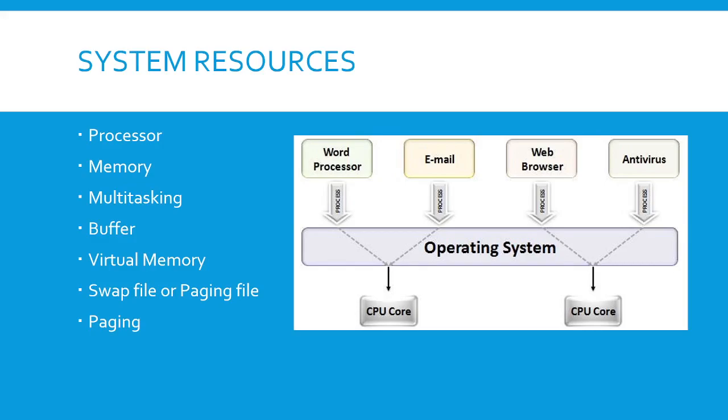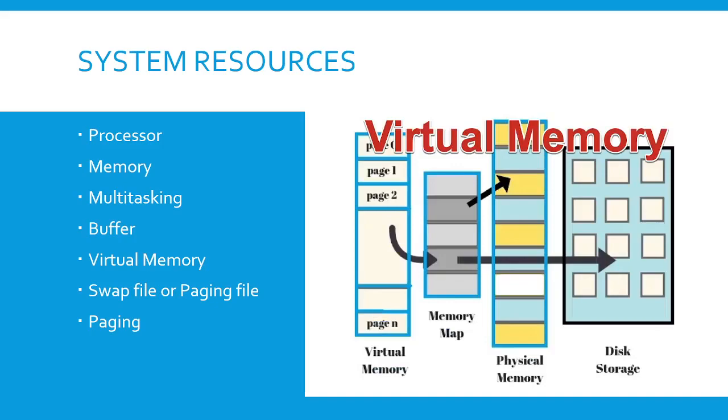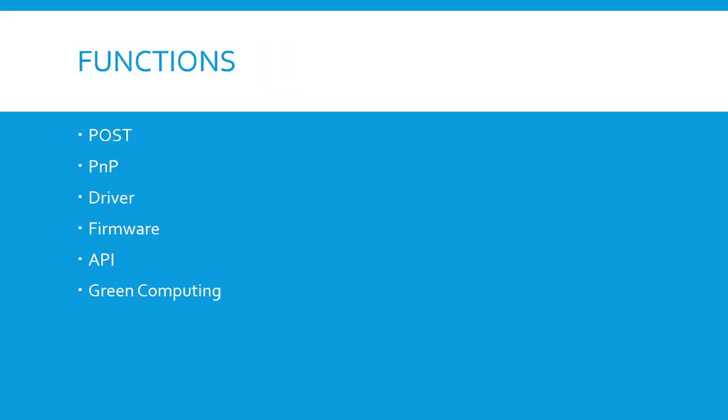As we continue along, this was multitasking, and then this is your virtual memory. So you can see how on the left-hand side we've got our page files that get moved to our memory map, and we've got arrows taking it different places. So just kind of something to be aware of.